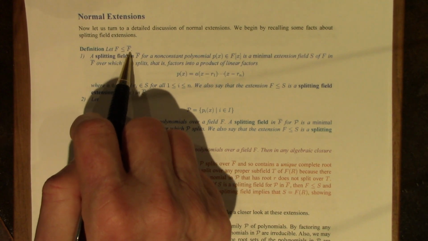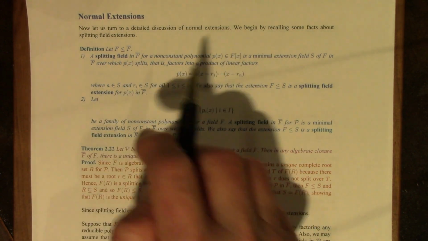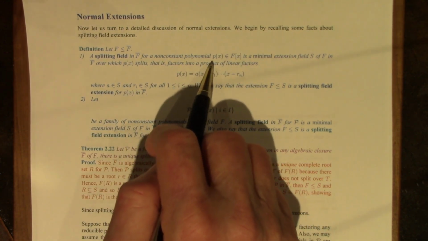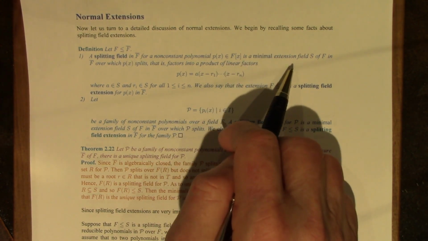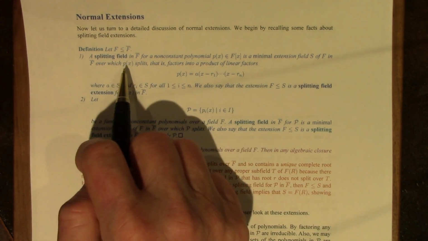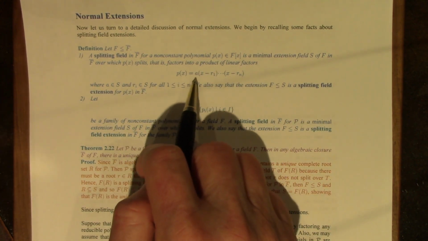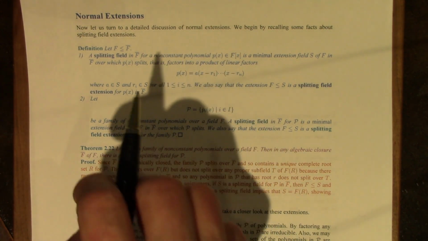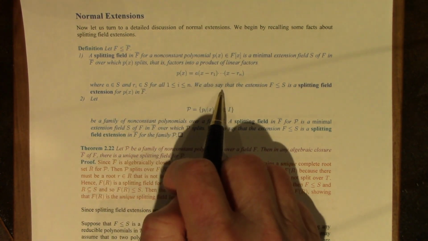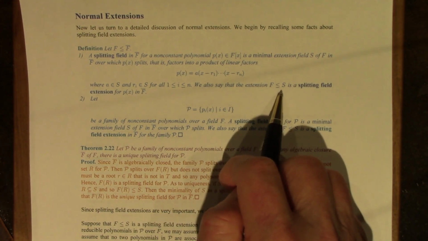So let F bar be a field extension. A splitting field in F bar for a non-constant polynomial p(x) over F is a minimal extension field S of F in F bar over which p(x) splits. And by that, of course, I mean it factors into a product of linear factors with a constant also. We're also going to say that the extension FS is a splitting field extension.